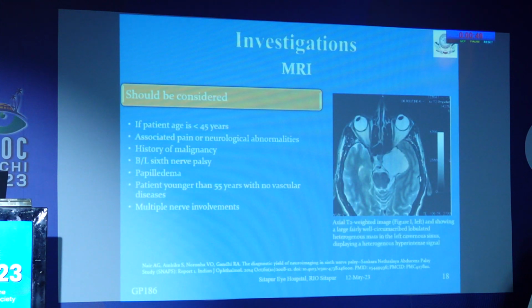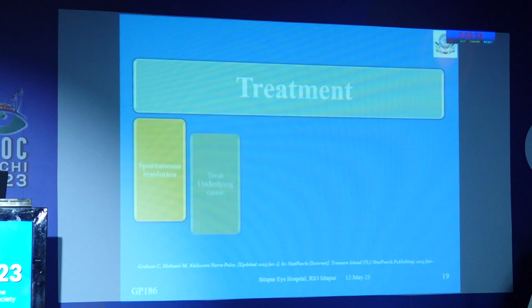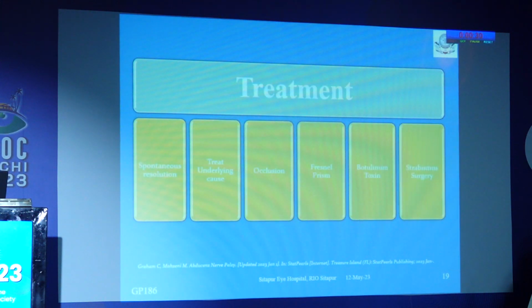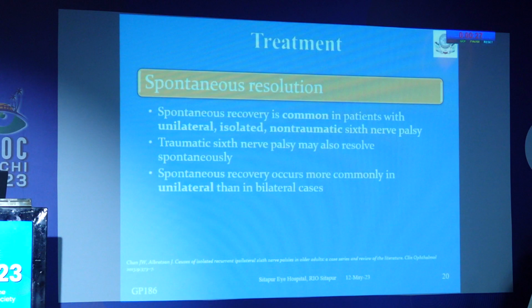For most of the neurological cases, MRI is the gold standard, and it should be considered if the age of the patient is less than 45 years and it is associated with pain or neurological abnormalities, or if there is an idiopathic acute onset bilateral sixth nerve palsy. Now, coming to the treatment. In most cases, it will resolve spontaneously, like in unilateral isolated and non-traumatic sixth nerve palsy. The spontaneous recovery occurs more commonly in unilateral than in bilateral cases.